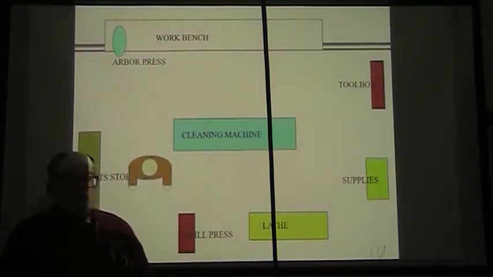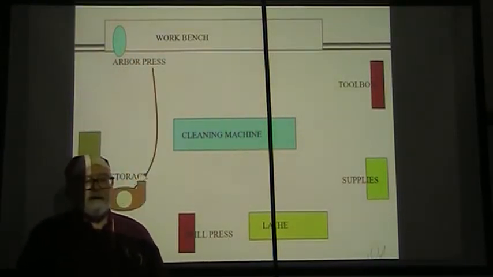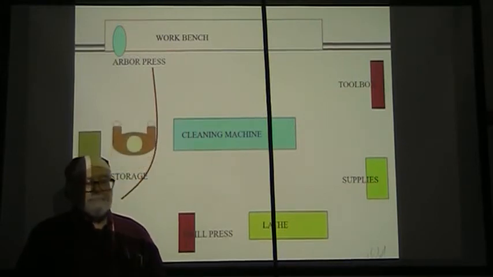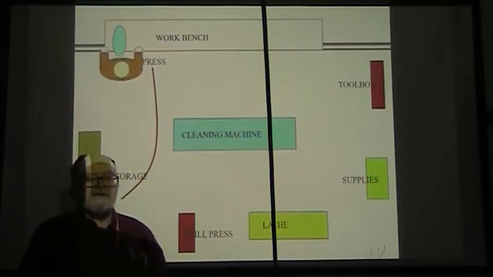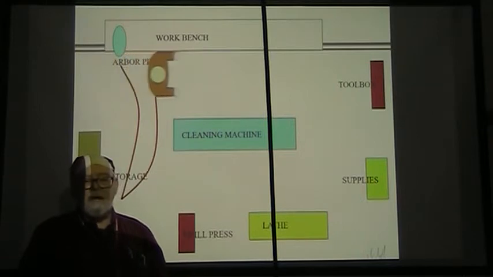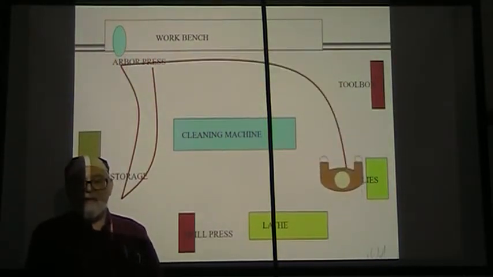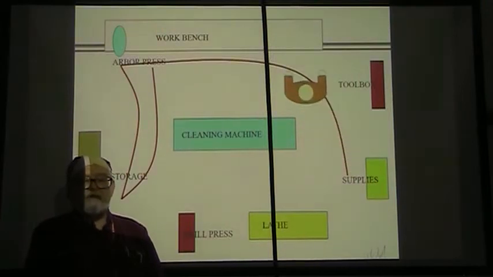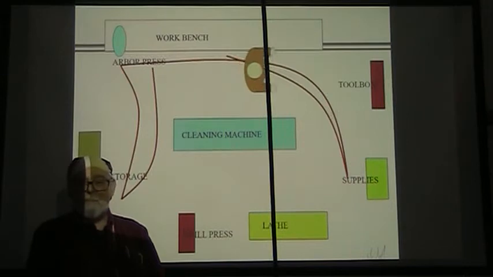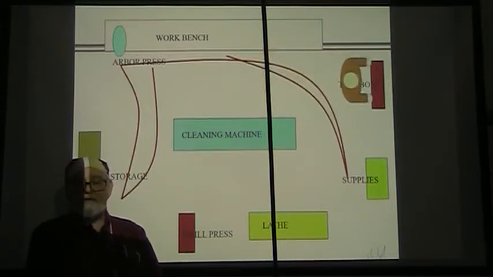All right, so here's our guy. He starts at the workbench. He goes to get parts. He takes those over to the arbor press. Then he's going over here to the supplies and getting the supplies he needs. He goes back to the workbench to do something no doubt valuable. Goes to the toolbox.